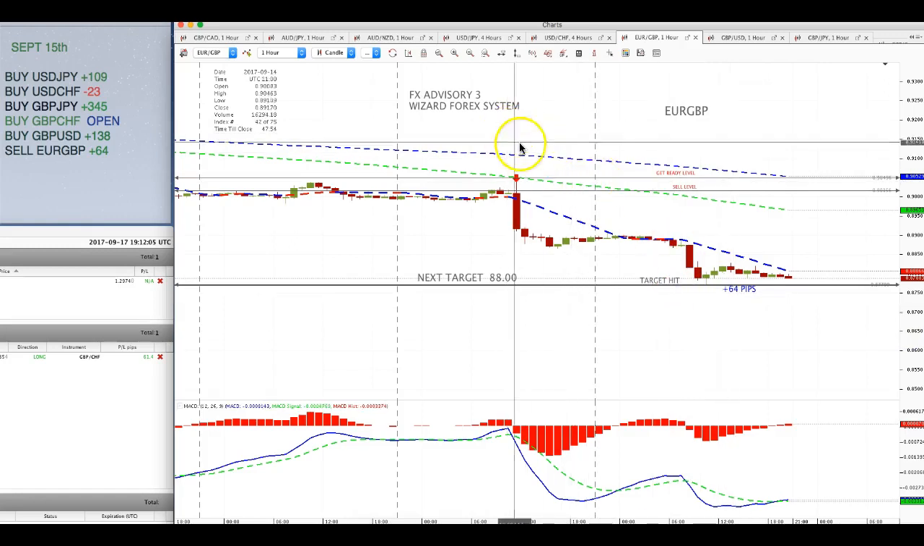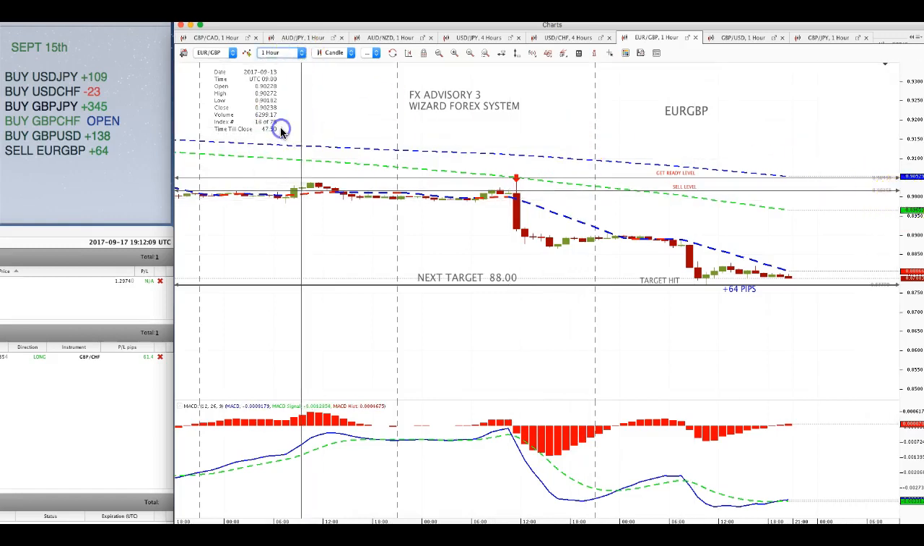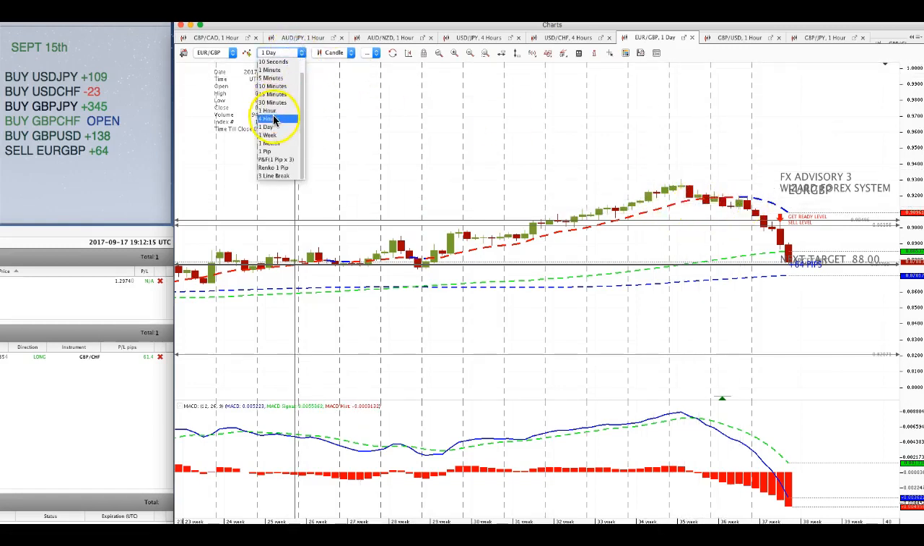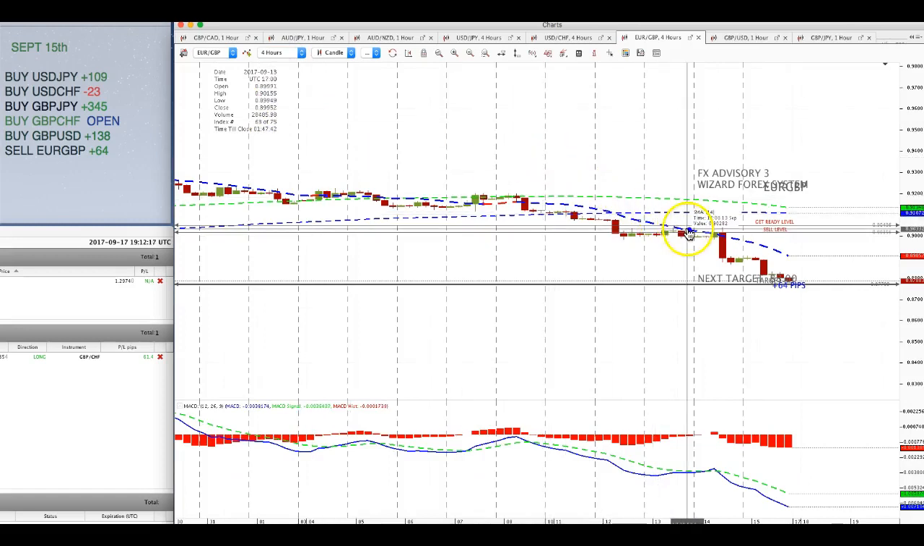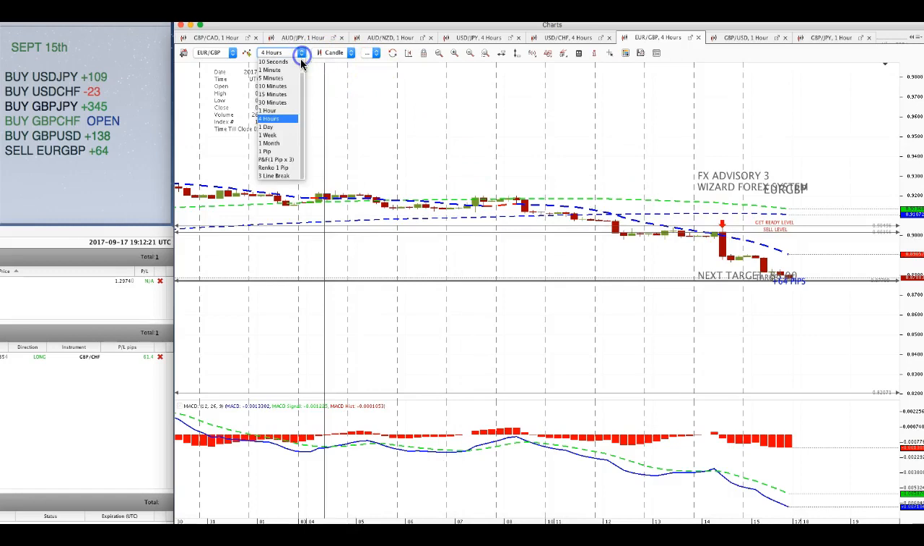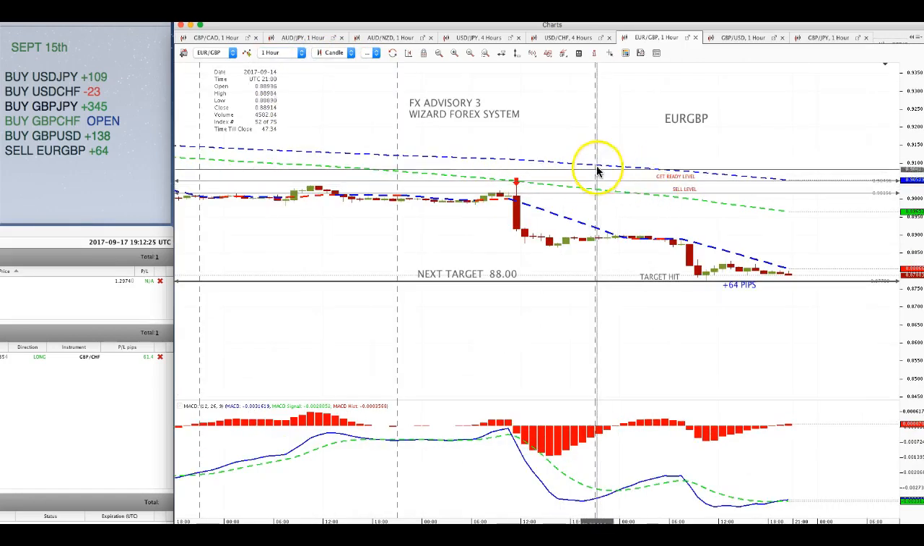Again, I'm qualifying these trades based on the daily and 4 hour charts. So if I switch to the daily chart, I notice that price is below the 14 moving average line. Go to the 4 hour chart, price again below the 14 moving average line. And I'm also using the 100 and 200 moving average lines, which are these two perforated lines up here.